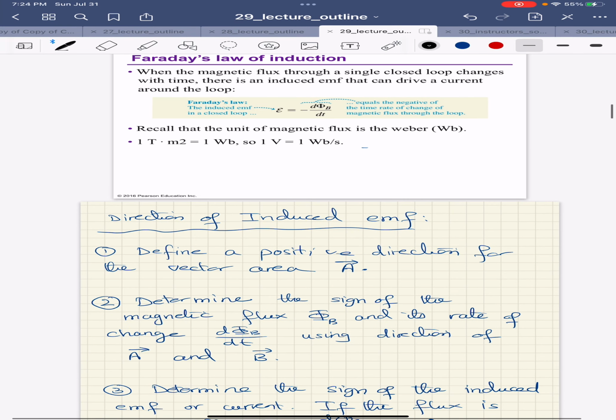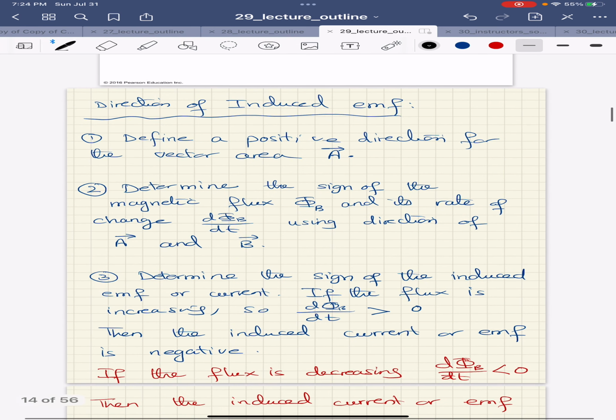Now, in order for us to find out the direction of the induced EMF, we need first to define a positive direction for the vector area A. Then we are going to determine the sign of the magnetic flux and its rate of change using the direction of A and B. And then we are going to determine the sign of the induced EMF based on the value of the flux.